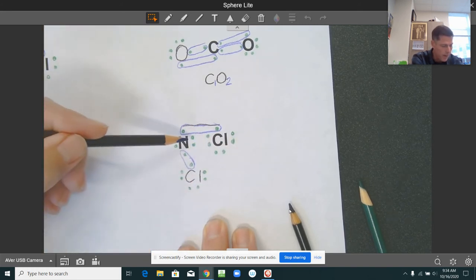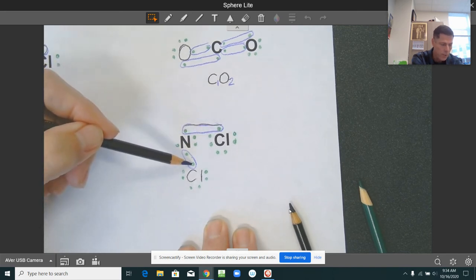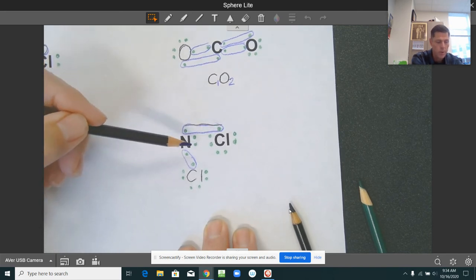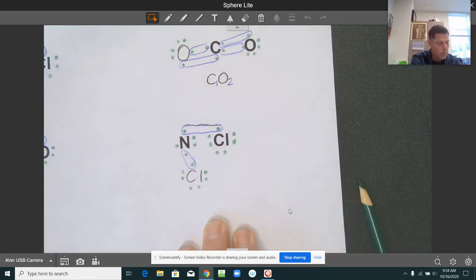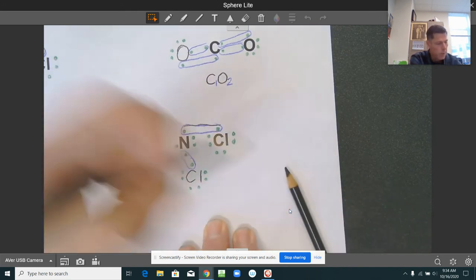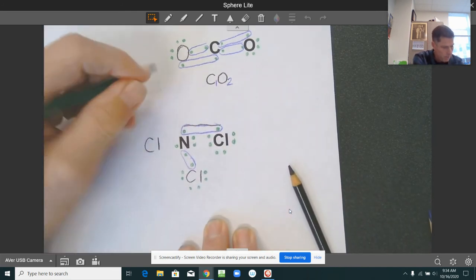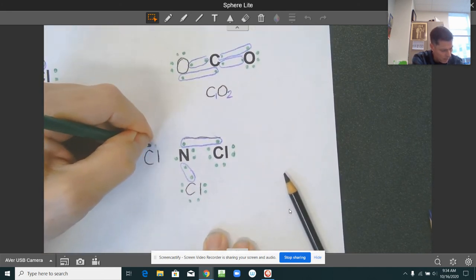This nitrogen now has 1, 2, 3, 4, 5, 6, 7, because those are being shared. Closer to the full octet, not there yet. What do we need? Well, we need another electron. Where can we get it? Chlorine. So we're going to bring in another one. And just like we did with the oxygen above, I'm going to rotate this a little bit just so you can see it a little bit easier.